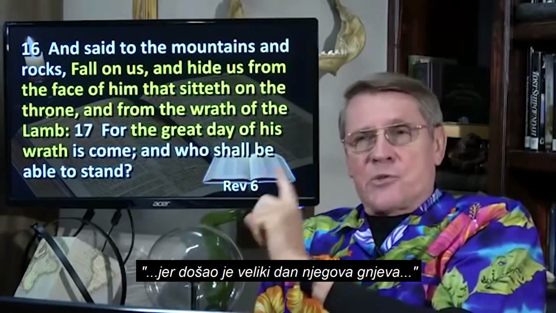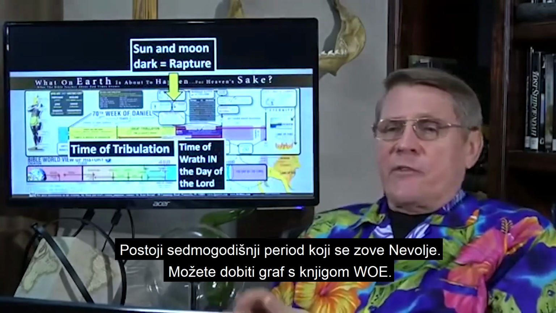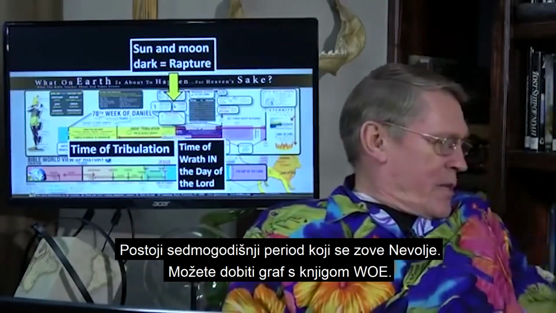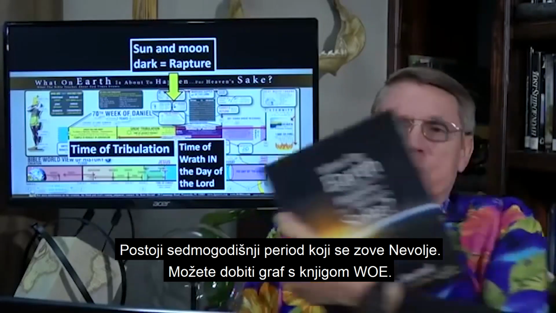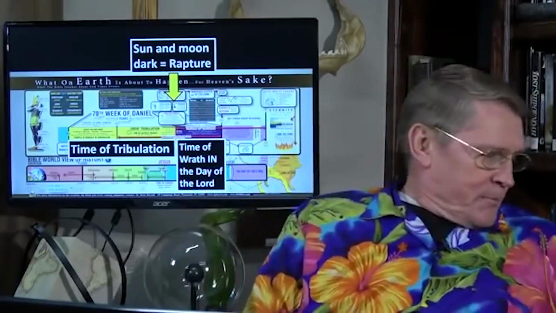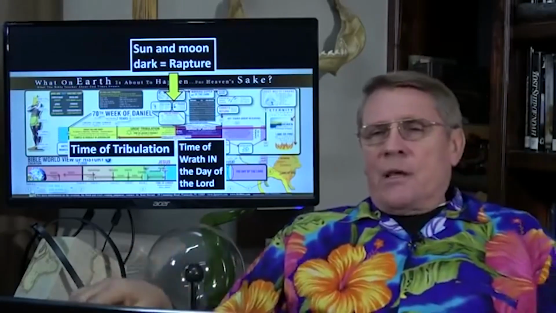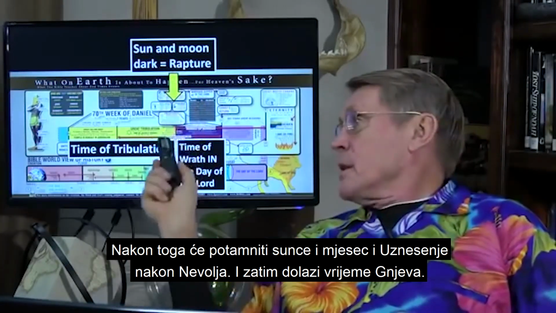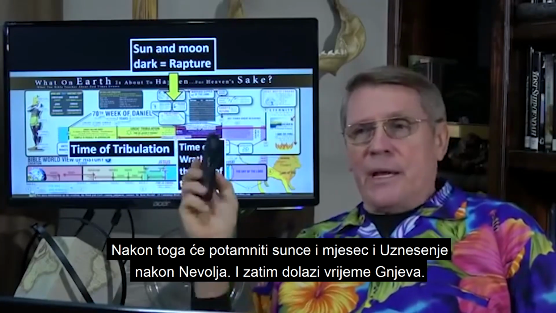For the great day of his wrath is come. There's a 7-year period known as the time of tribulation, and you can get this on the charts we have here in our book, What on Earth is About to Happen, or on the little chart. Then we have the sun and the moon go dark in the rapture after the tribulation, and then the time of wrath falls on the planet.